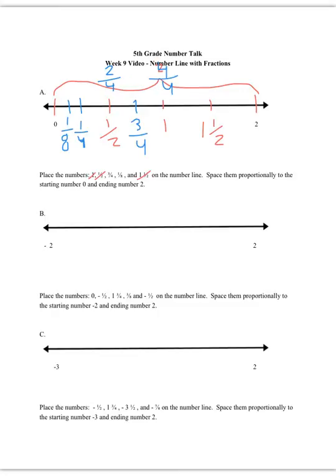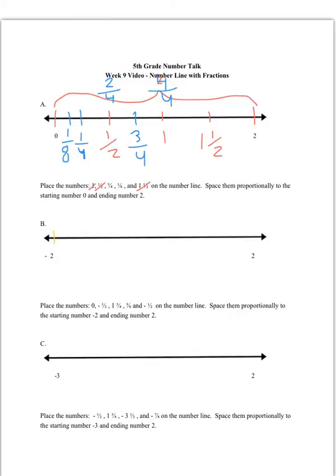Taking that same philosophy, we have a starting number of negative 2, an ending number of 2. We know that's a total distance of 4. So we say, well, halfway is 2. So what's 2 units away from negative 2? What's 2 units away from 2 would be 0. Then we could also break that down. 0 to 2 is 1. 0 to negative 2 is negative 1.